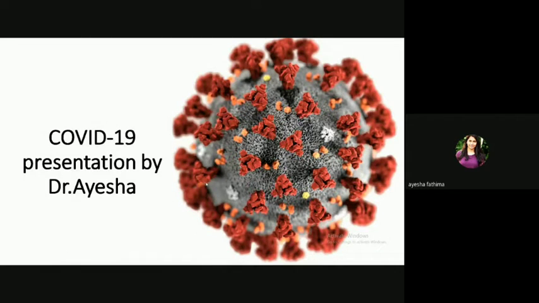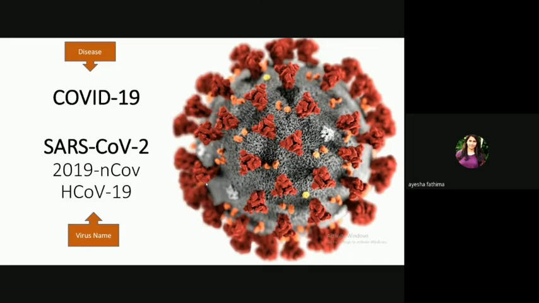So first, let us talk about a few basic things about COVID. COVID now has many names. It was initially called COVID-19. Initially, it was also called Wuhan COVID-19. Then it got changed to COVID-19. Then it was called again SARS-CoV-2, 2019-nCoV, HCoV-19. So these are the different names.